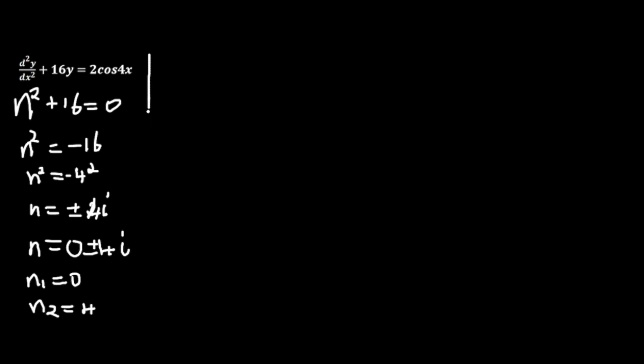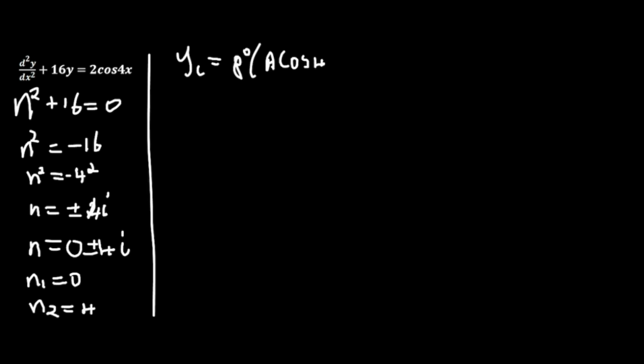Since we have complex roots, our complementary solution y complementary will simply be equal to e to the power 0 into a cos 4x plus b sine 4x. So that's our complementary solution. We'll keep that aside, and to get our general solution we need to look at the particular solution.